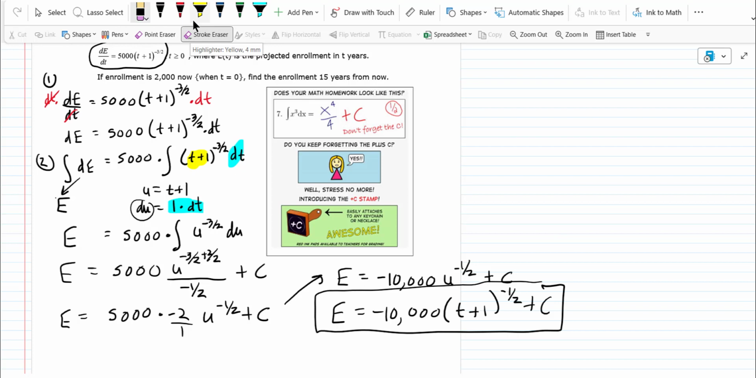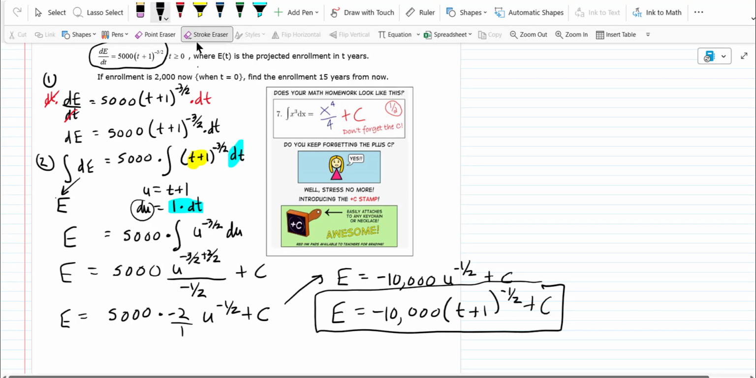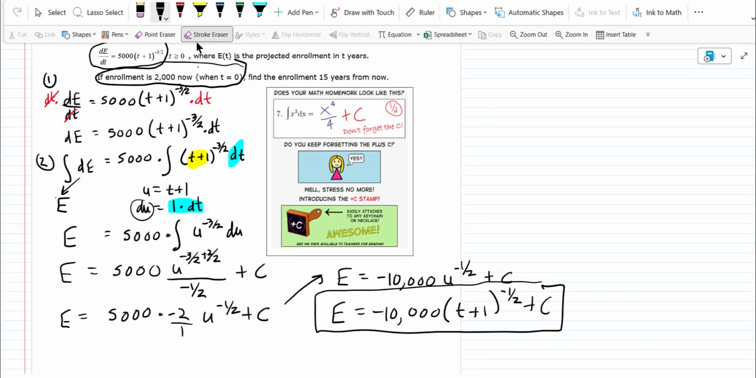Any questions about that? Okay, now, we learned this last class. It says the enrollment is 2,000 when t is 0.